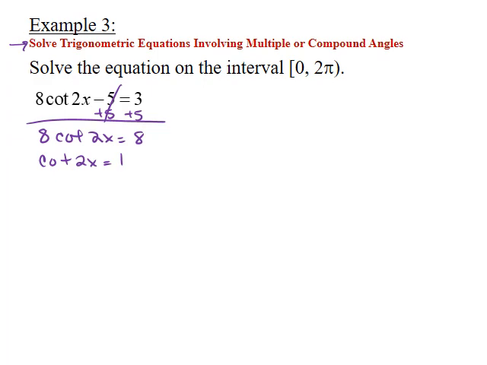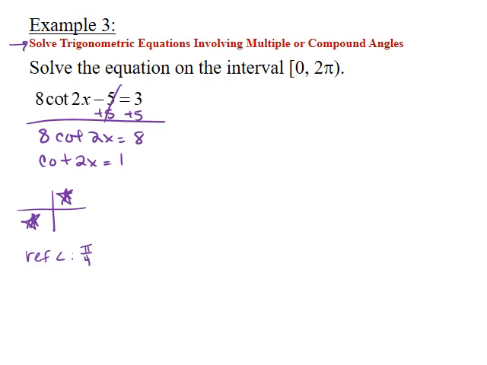Okay, so we want to think about when cotangent is positive. Cotangent is positive in the first and third quadrants because both sine and cosine are positive here and both sine and cosine are negative here. Okay, so we need to figure out when cotangent is equal to 1. Well, our reference angle is pi over 4. So we need to figure out how we are going to address this.